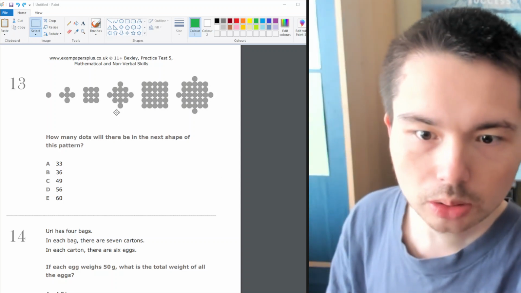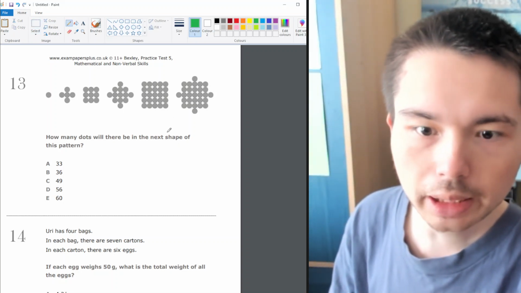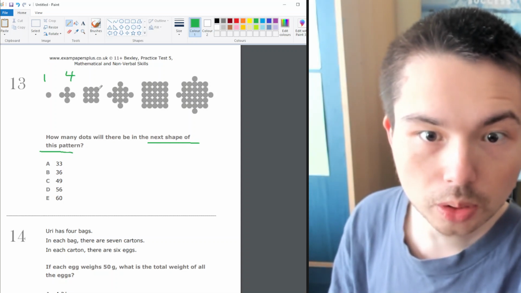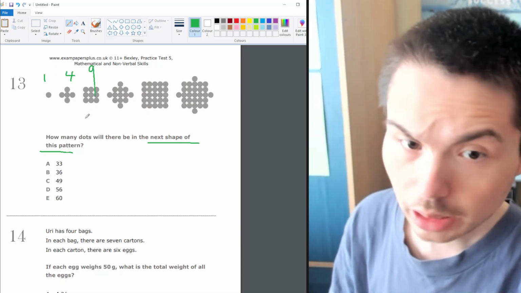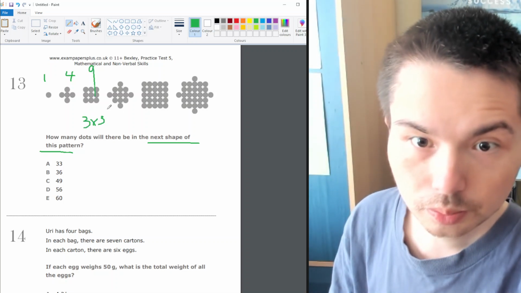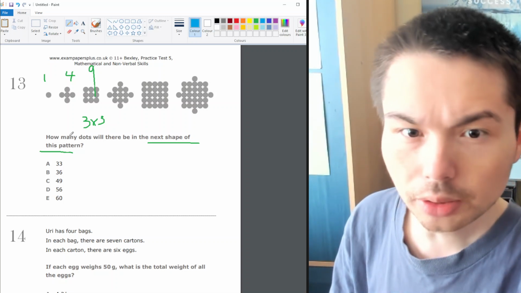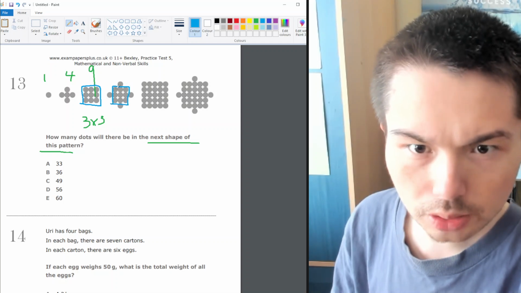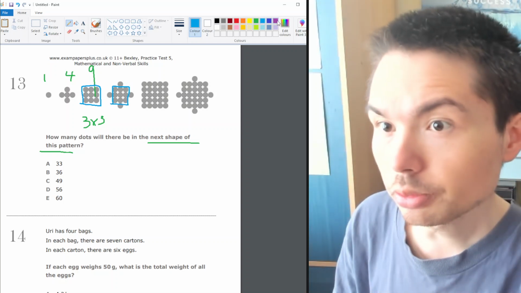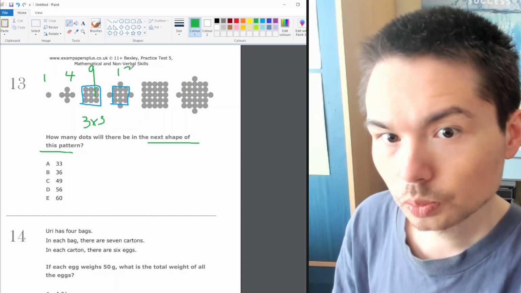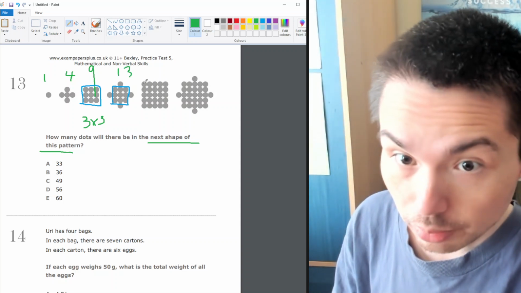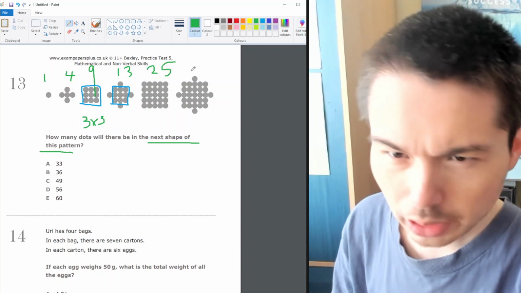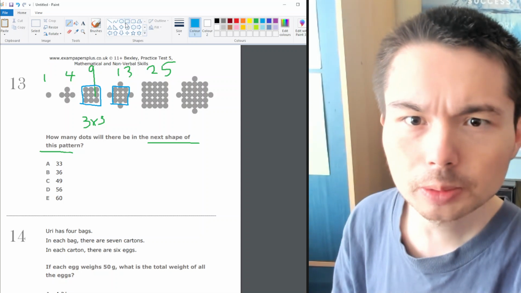Question 13. How many dots in the next shape of this pattern? Let's start counting. We're good. 1, 4, 9. That's just 3 times 3. You can write that underneath. Here's a really nice way to see it. That is inside this shape. 9 plus the outside bits, so that will be 13. Then here, 1, 2, 3, 4, 5. 5 along, 5 down. So 5 times 5, 25. A little bit strange what's happening. Doesn't matter. Let's work it out.